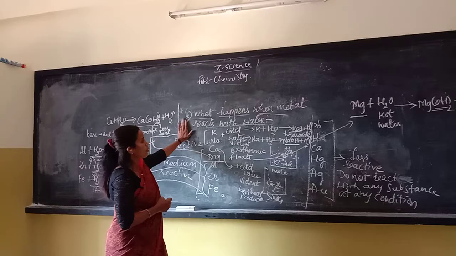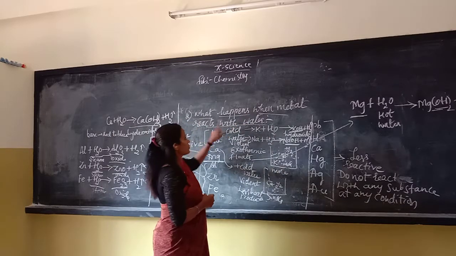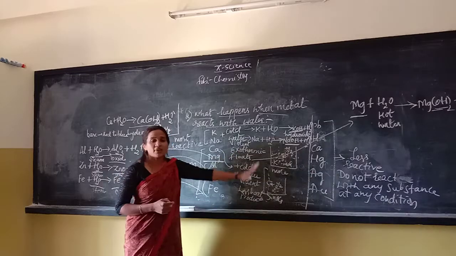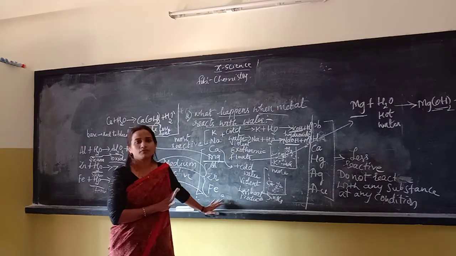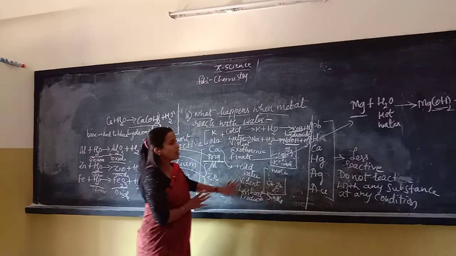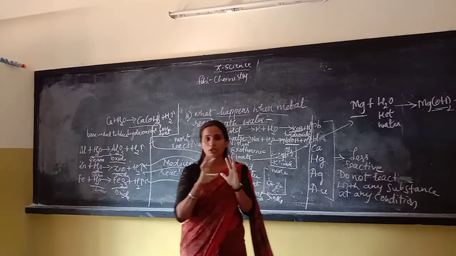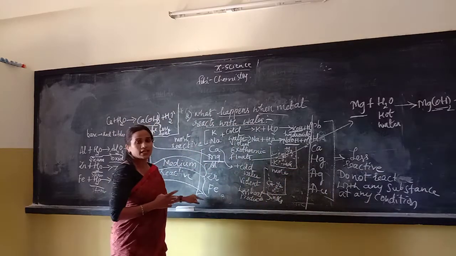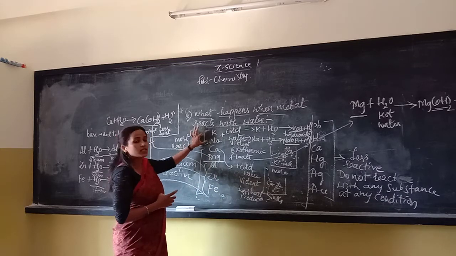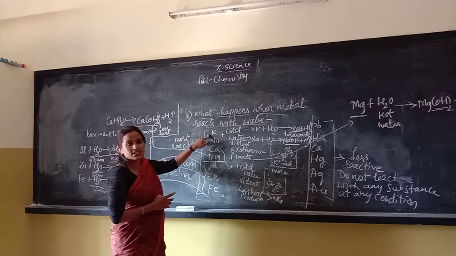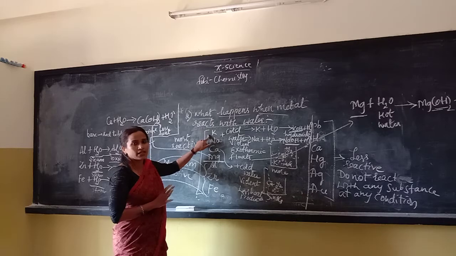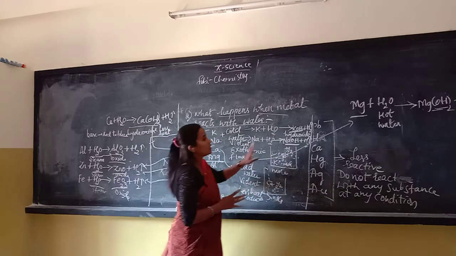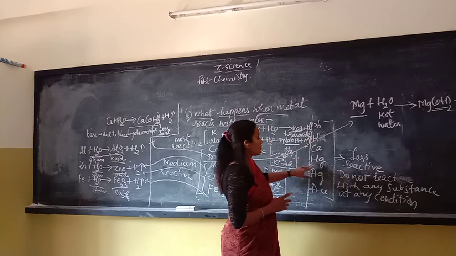So the second chemical property is what happens when metal reacts with water. When metal reacts with water, we have many kinds of metals here, children. These are listed according to their reactivity. At the first of the list we get potassium. It is a highly reactive metal. Potassium, sodium, calcium, magnesium, aluminum, zinc, iron, lead, hydrogen, copper.